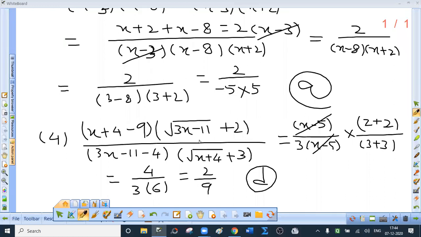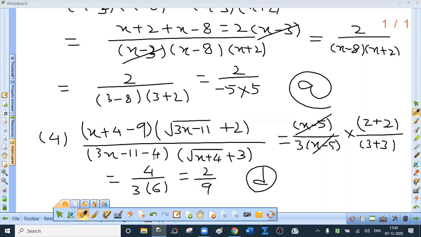Fourth one, actually, let me read the sum for you. Limit x tends to 5. Numerator is root of x plus 4 minus 3 upon root of 3x minus 11 minus 2. Everything is not under radical sign. It is just root of 3x minus 11, minus 2. Okay. So we have to rationalize both numerator and denominator. So numerator becomes x plus 4 minus 9 into, you have to write rationalizing factor of denominator here also, root of 3x minus 11 plus 2. In the denominator, 3x minus 11 minus 4.